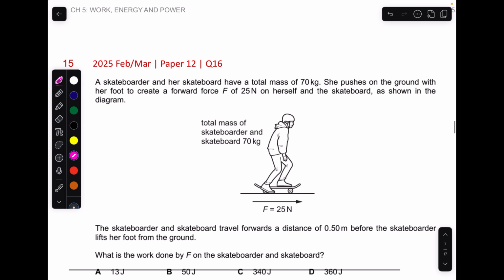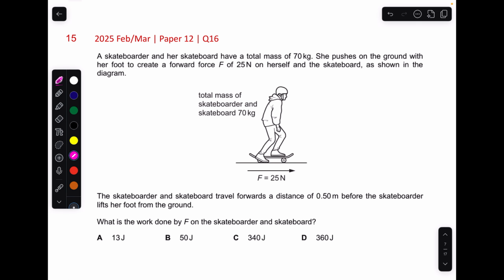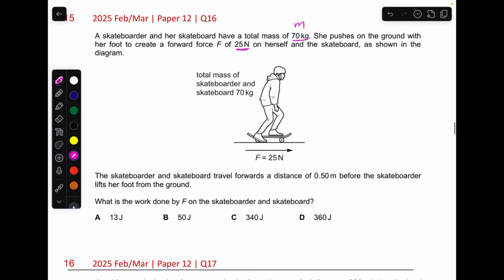In the next question, a skateboarder and her skateboard have a total mass of 70 kg. She pushes on the ground with her foot to create a forward force F equal to 25 newtons on herself and the skateboard as shown in the diagram. The skateboarder and the skateboard travel forward a distance before the skateboard leaves her foot from the ground. What is the work done by the force on the skateboarder and the skateboard? You just have to find the work. It's a pretty easy question.